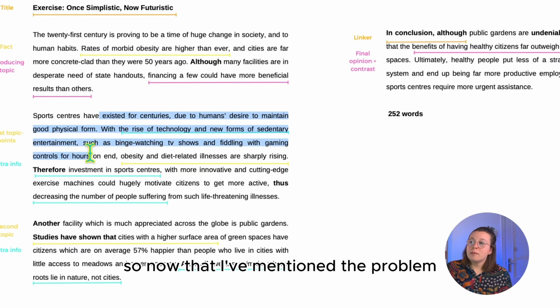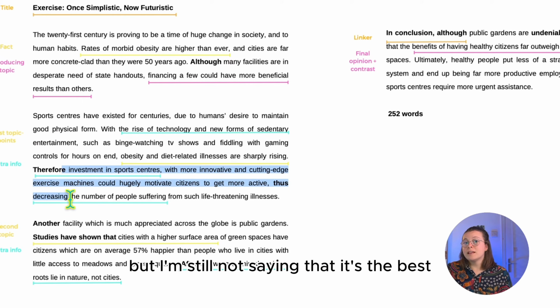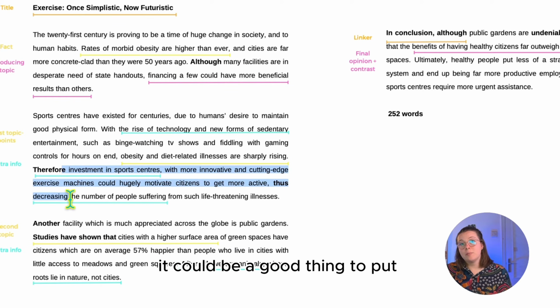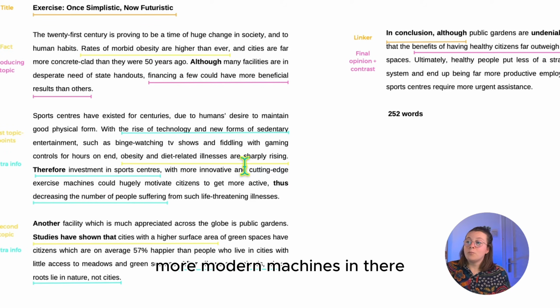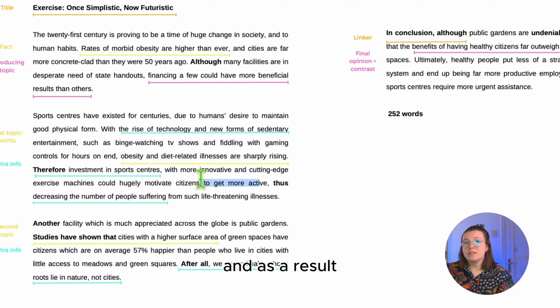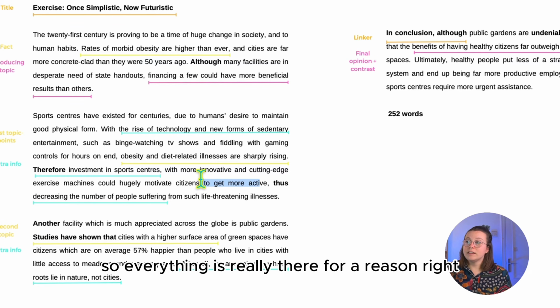So now that I've mentioned the problem, I'm going to explain why investing in sports centers could be beneficial, but I'm still not saying that it's the best. I'm just explaining why it could be a good thing to put money into, right? So I say, well, if you invest in this, if you put more advanced, more modern machines in there, then people could become more motivated. And as a result, health problems would decrease. So everything is really there for a reason, right?